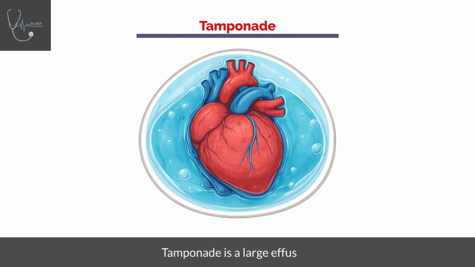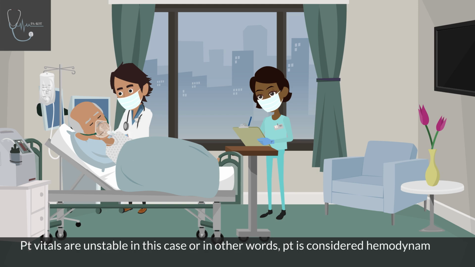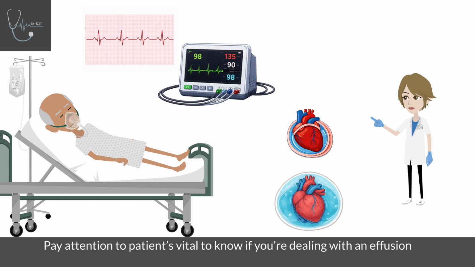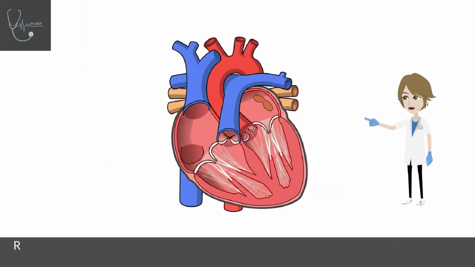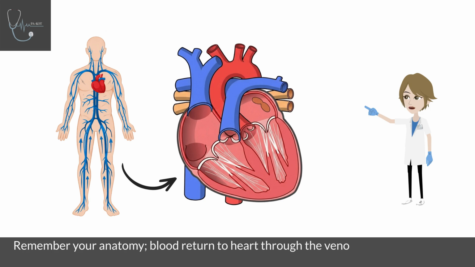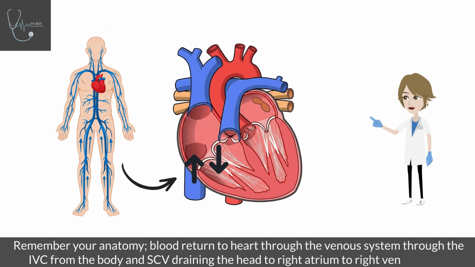Tamponade is a large effusion. Patient vitals are unstable in this case, or in other words, the patient is considered hemodynamically unstable. Pay attention to the patient's vitals to know if you're dealing with an effusion or a tamponade. Remember your anatomy. Blood returns to the heart through the venous system, through the IVC from the body and the SVC draining the head, to the right atrium, to the right ventricle, etc.